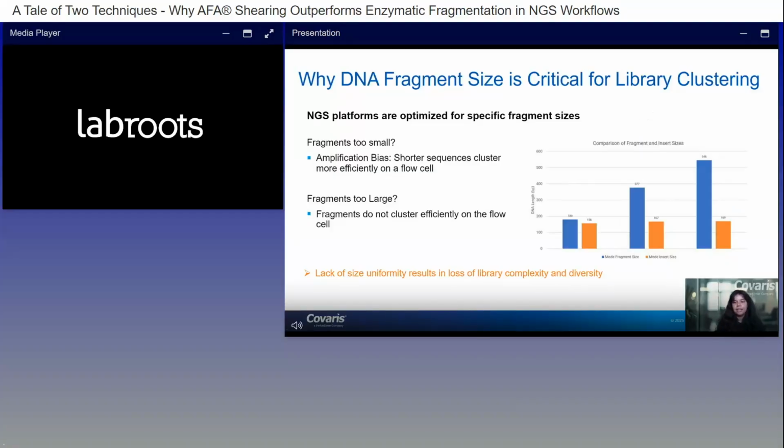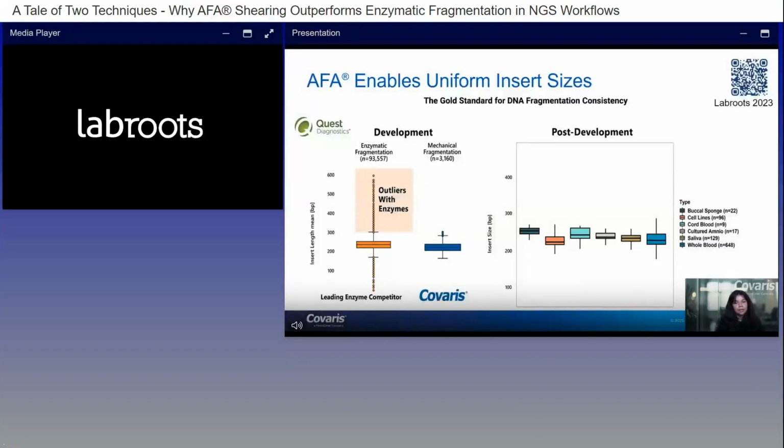In fact, you can see this data here showing that amplification bias can lead to smaller insert sizes regardless of your fragmentation parameters. On the other hand, the presence of fragments that are too large will not cluster efficiently on the flow cell and end up being underrepresented in your data. Either way, a lack of shearing uniformity results in a loss of library complexity and library diversity. Hopefully you can appreciate why shearing uniformity is a really important metric to look at when we're evaluating library preparation methods. And we actually have some pretty interesting data on this.